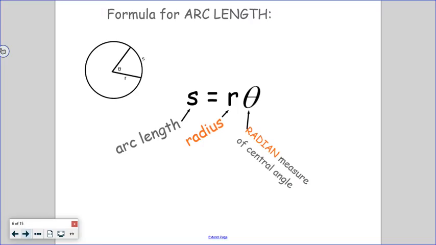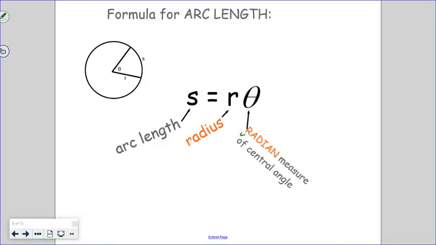So first one, the formula for arc length. Again, it doesn't have to be memorized, just understood. I don't know why your book uses the letter S for arc length, but it does. I usually put the word length or arc there, so that's not a big deal. It is just the length of the radius times the central angle.